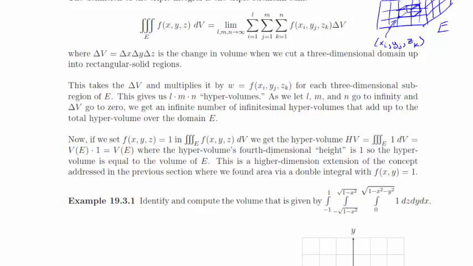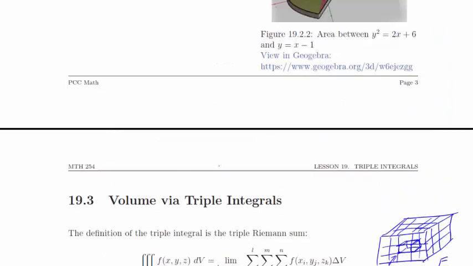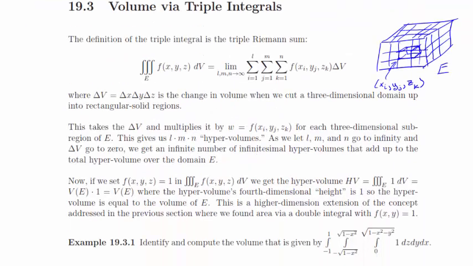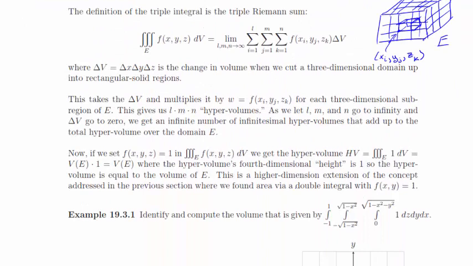Because the hypervolume's fourth dimensional height is 1, the hypervolume is equal to the volume of E. Just an extension of what we saw before, where we took the area and multiplied it by a height of 1 to get a volume that was equal to the area, just extending that up one dimension. So we have the hypervolume is equal to the volume of capital E. This is a higher dimensional extension of the concept addressed in the previous section where we found area via a double integral with f of x comma y equals 1.